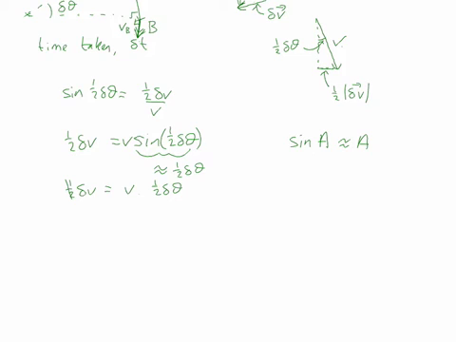So I can cancel the halves, and this gives me a relationship: delta v is equal to v delta theta. Okay, so that's half the thing done. Now I'm going to go back to this diagram here, and we want to consider the distance that it's been moved.